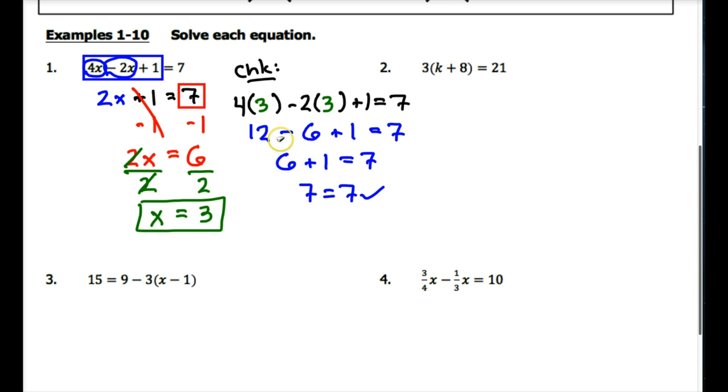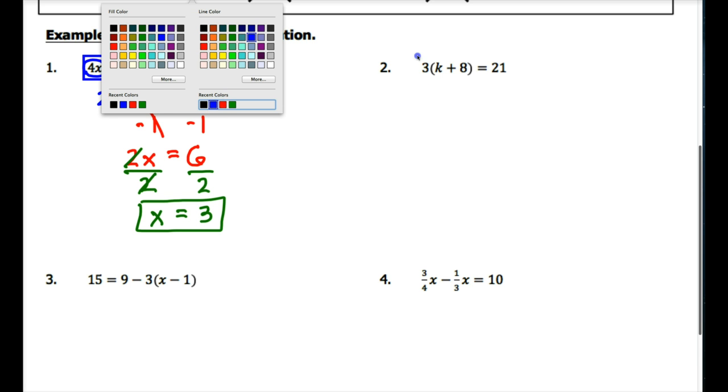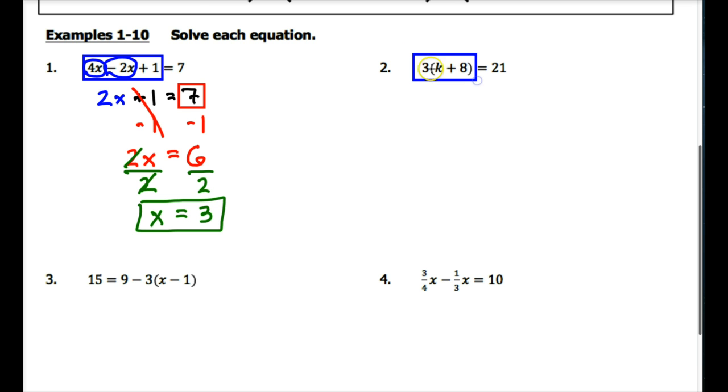Now let's look at number 2. I have 3 times the quantity k plus 8 is equal to 21. For this one, I'm just going to look at the left side of that equation. 3 times the quantity k plus 8, we can distribute on the left side. So I'm going to distribute that 3, and that gives me 3k plus 24 is equal to 21. Now I look at the right side. 21 is just a plain old number. Can't do anything with that, so now I can start moving things over the equal sign.